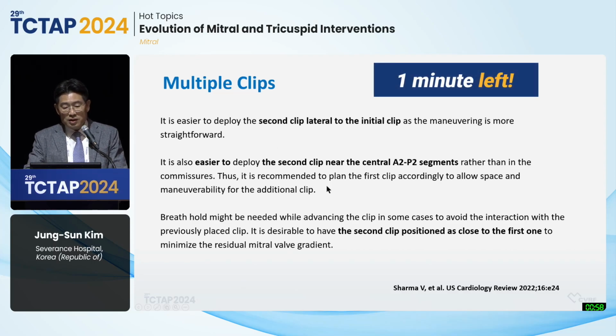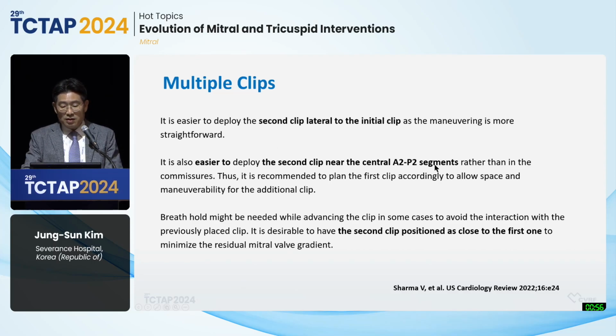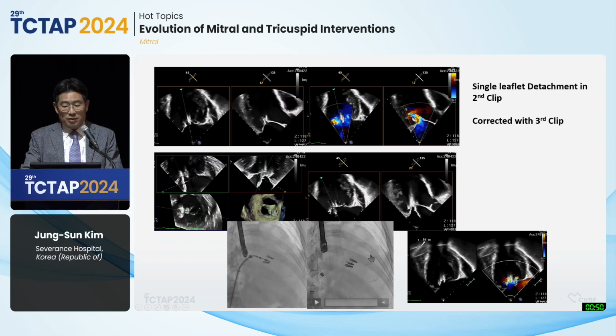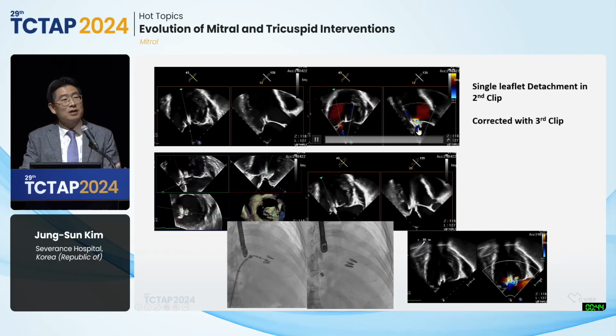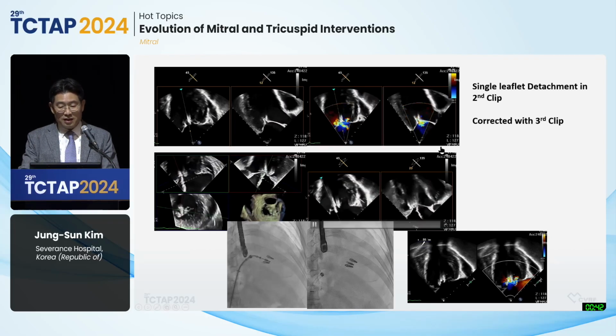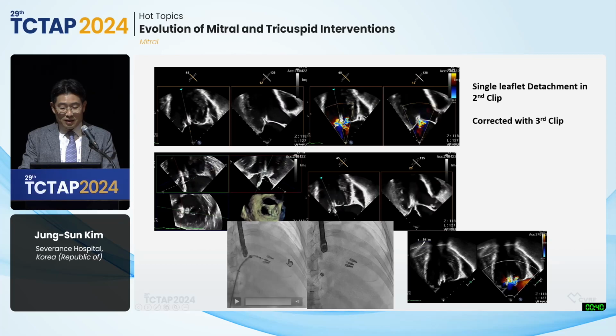Then it's also easier to place the second clip near the central area, with the second clip positioned as close to the posterior one as possible to minimize the residual mitral valve gradient. Here's one of our cases. It's a very difficult case because the second clip occurred SLDA. So finally, we placed another clip.